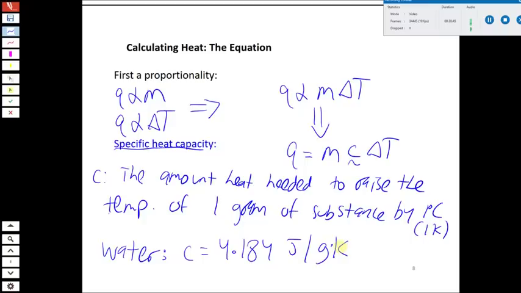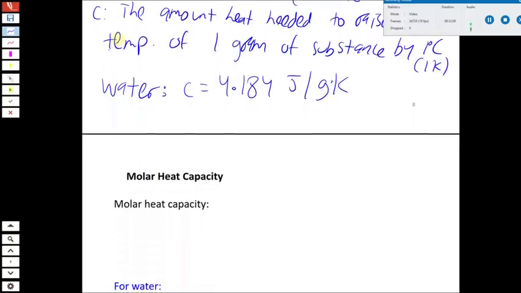There's no way to calculate that or know that off the top of your head. Okay, so that's what specific heat capacity is, and once you know the mass of the substance and the temperature change that it undergoes, you can calculate the heat that is either transferred to or from that substance as part of some physical or chemical process.